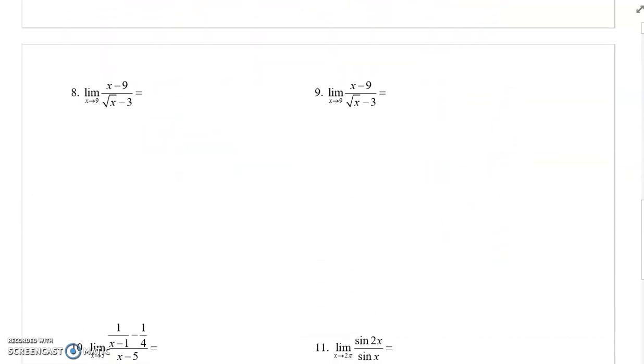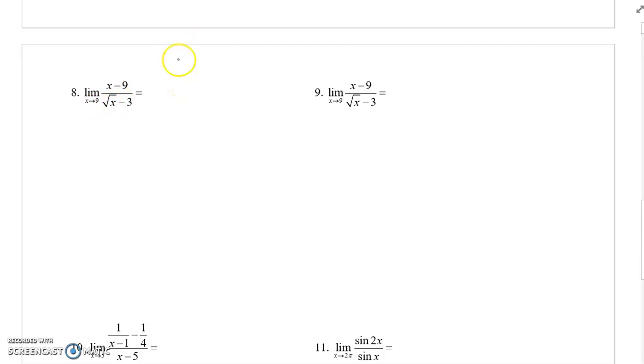This is not a mistake. I actually have the same problem twice here for number 8 and number 9 because I want to show you two different techniques that we could evaluate this. All right, first off, like I said, if you plug in 9, you'll get 0 over 0. So let's talk about some techniques.